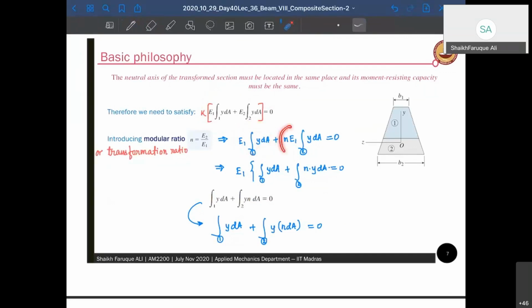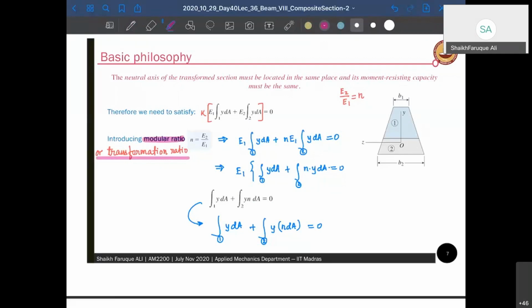plus N into E2 of YdA. What is N? N is the ratio of E1 and E2. Since there are two materials, I can always find a ratio, which is E2 by E1, and this ratio N is called the modular ratio, or it is also sometimes called the transformation ratio.